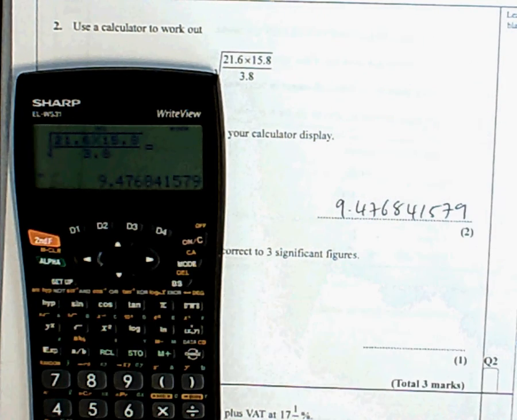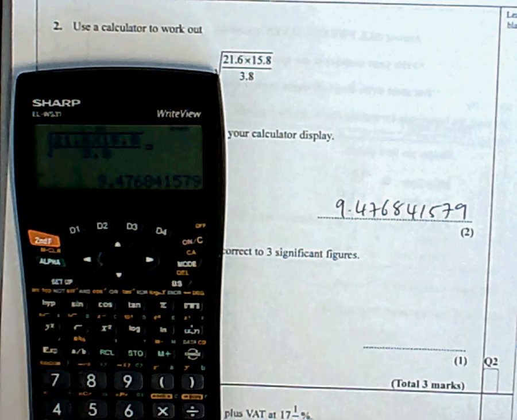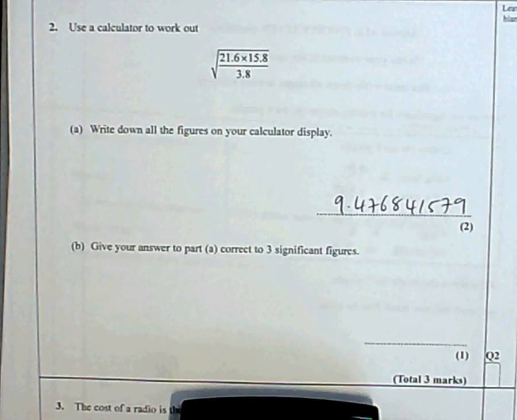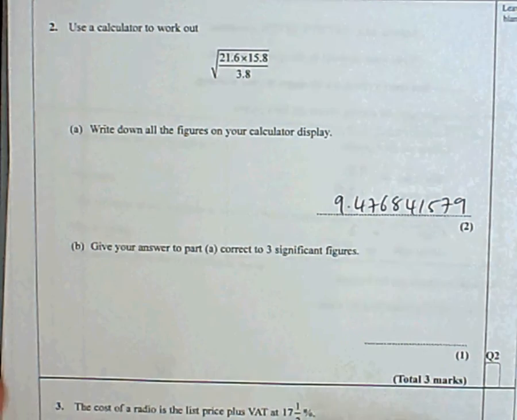Okay, 2 marks for doing no thinking. Right, the next part is to round that figure. Okay, so you don't use your calculator for this because it's not applicable.